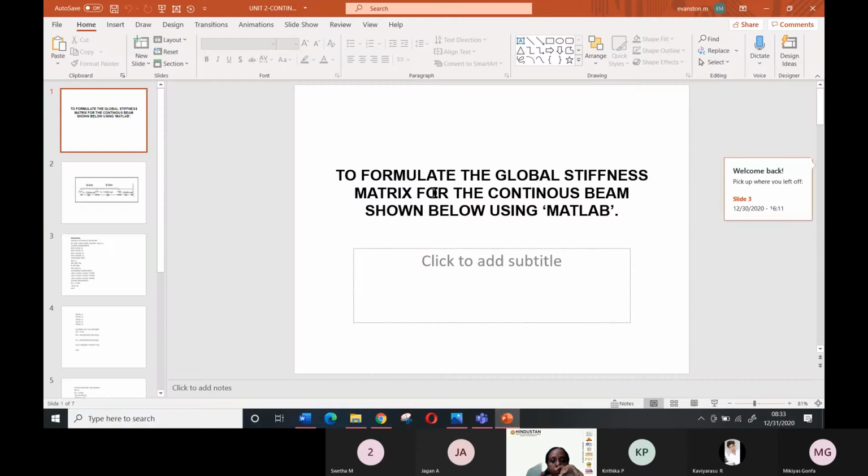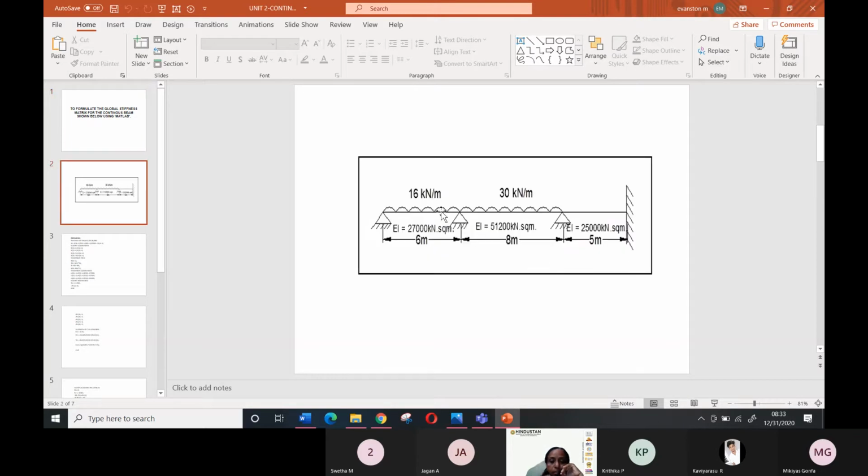So yesterday, because we have started the second unit, this is about computer programming of the continuous beam and the 2D frames. This is a problem I have given, and this beam has 3 members and 3 supports. The first 3 supports are hinge supports, and the last one is a fixed support.